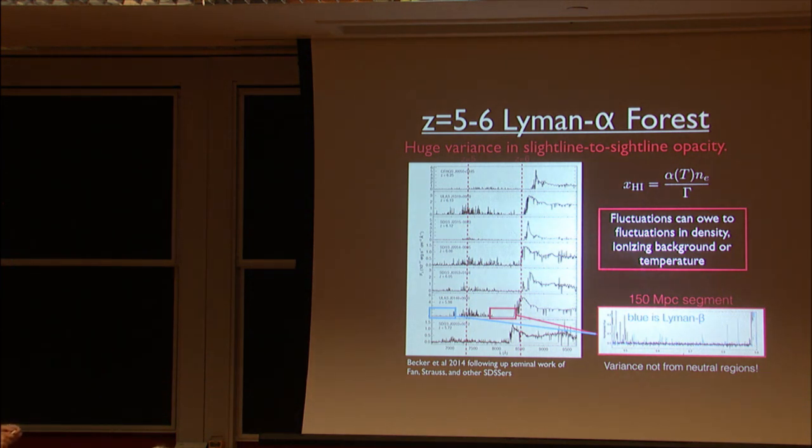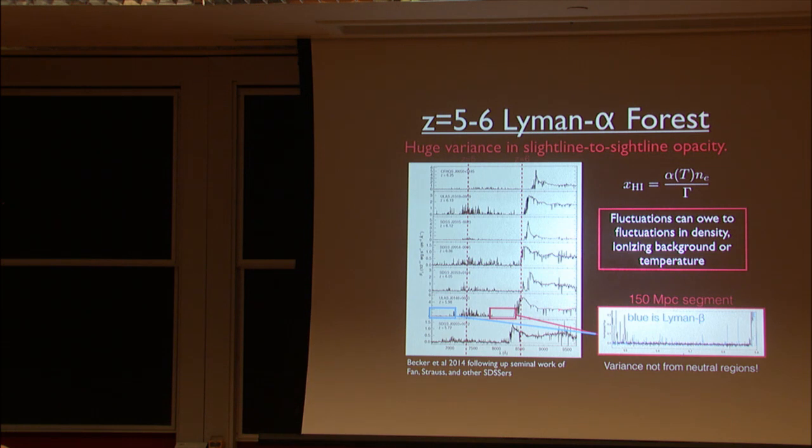Here are seven large high redshift quasar sight lines. This is redshift 5 in these spectra, and this is redshift 6, and this is the Lyman alpha forest. You can see that the Lyman alpha forest has humongous fluctuations from place to place. Michael Strauss and others found there are these Gunn-Peterson troughs that start to appear. I'm not showing the highest redshift quasars, where the Gunn-Peterson troughs are even more striking.